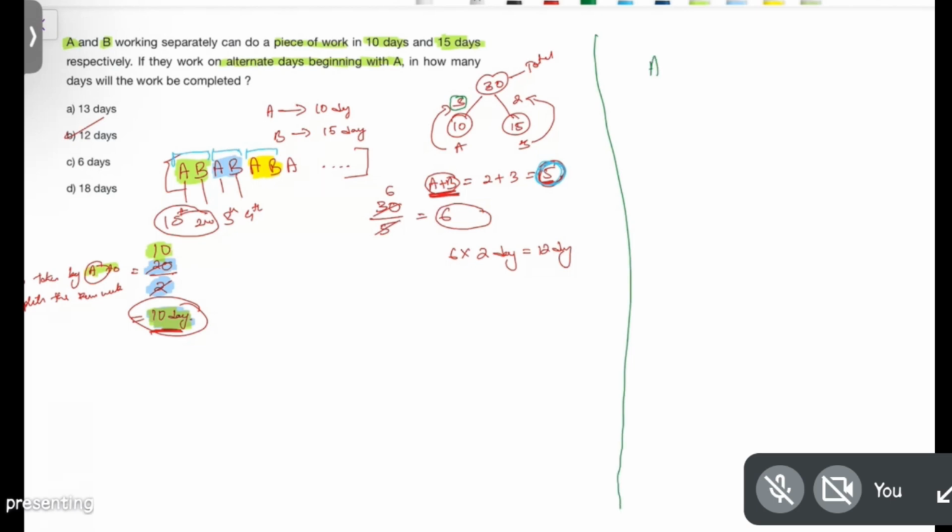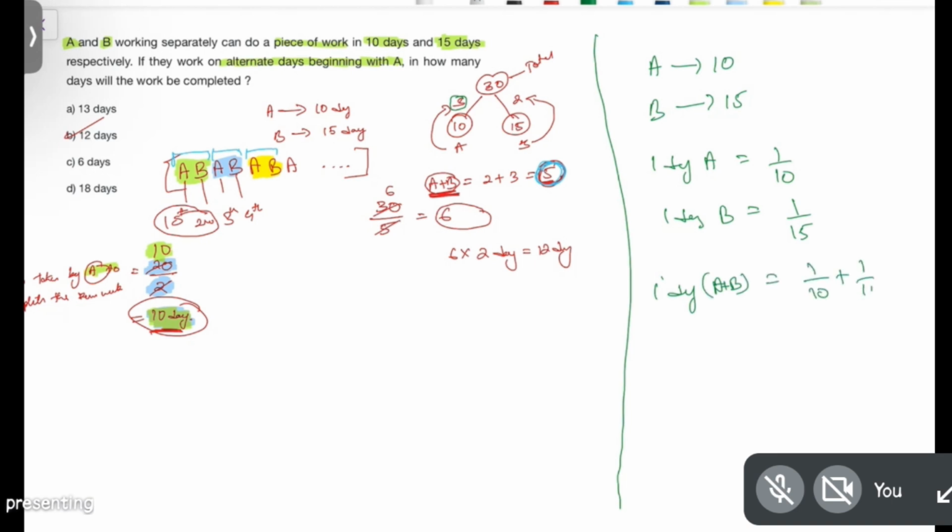A can finish in 10 days, B can finish in 15 days. So which means 1 day work of A is nothing but 1 by 10, and 1 day work of B is nothing but 1 by 15. If A and B work together, 1 day work of A and B together is nothing but just the sum of the 1 day work. Till this one we know.